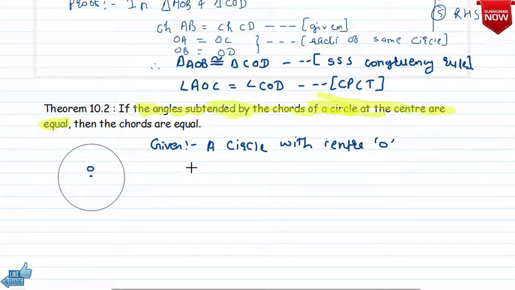And the next one is the angles made by the chords. So there are two chords. We have to draw the two chords. Let me draw the two chords. So the first one, and this is my second one. And they have to make the angle at the center. So these are the angles.